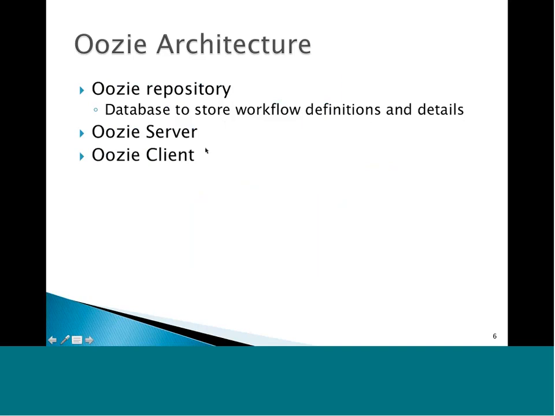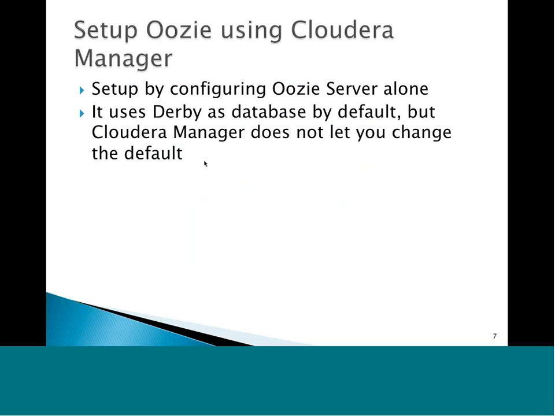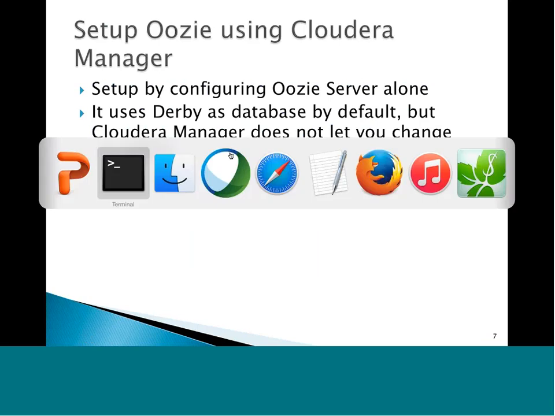Okay, so the Oozie architecture, I'm putting it in words. It requires an Oozie repository, which is a database to store workflow definitions and details. And we will have an Oozie server, and we will have a client. We have to configure all these things now using Cloudera Manager. So set up by configuring the Oozie server alone. It uses Derby as the database by default, but Cloudera Manager does not let you change the default. This statement is not correct. I will fix that. So let me first set up.